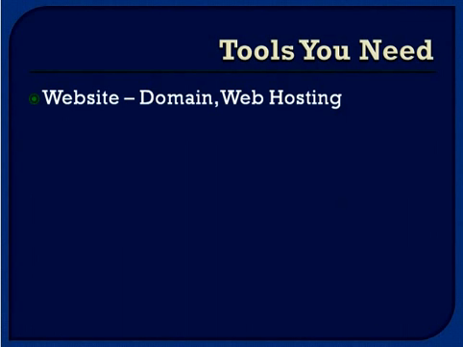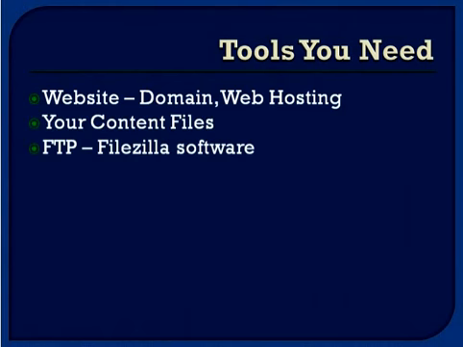Now what I want to do is talk about the tools you need so that you can gather those tools before we begin the implementation process. You're going to need a website. You're going to need a domain and web hosting. Now in this video series, I'm going to assume that you already have a website and you already have your content. But what I'm going to do is show you how to implement this and create an automated machine and add it to your website.